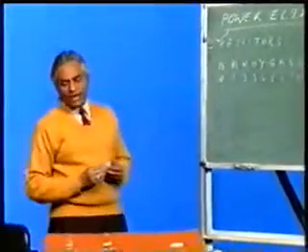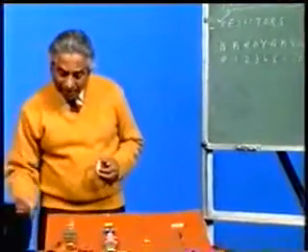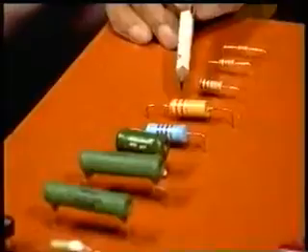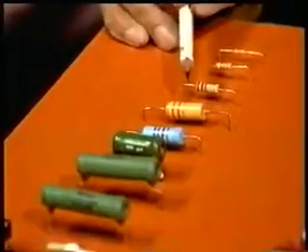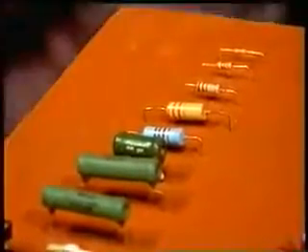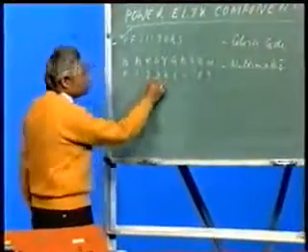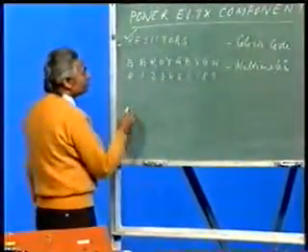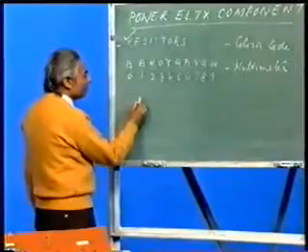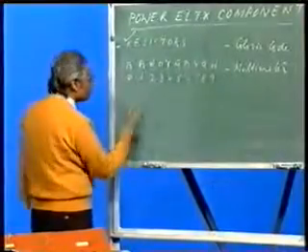Now if you see here, in this case there are 3 bands which are all orange. And what does orange stand for? Orange stands for 3. That means the first band is 3, the second band is also 3, the third band is also 3. Now what will I do?